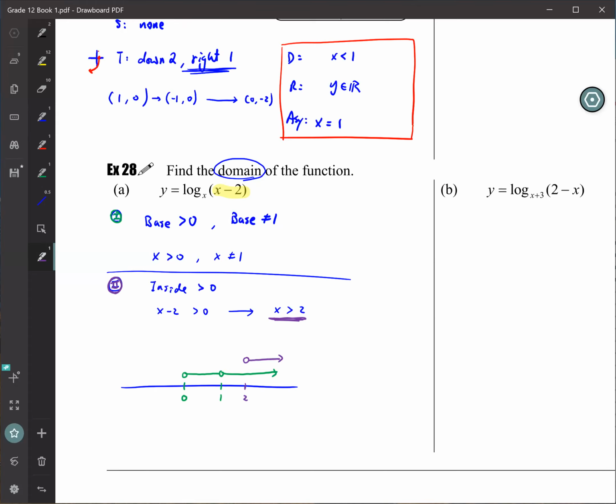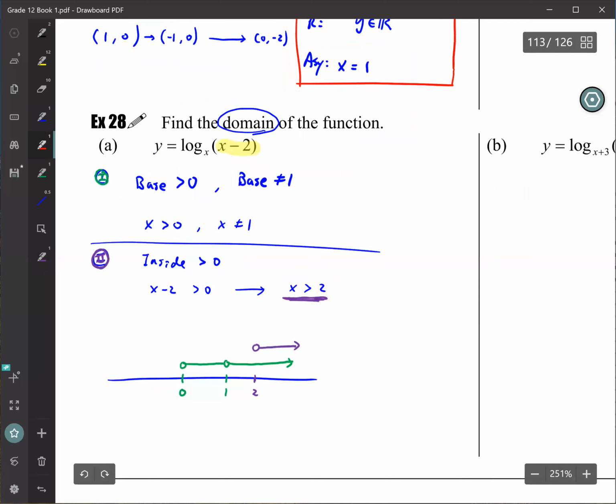So the part that they both work will be your final domain, right? Because domain is something that's okay to use for x value, right? So it cannot just work for one part and doesn't work for the other, right? It has to work for both. So the part that they both work will be the red shaded part.